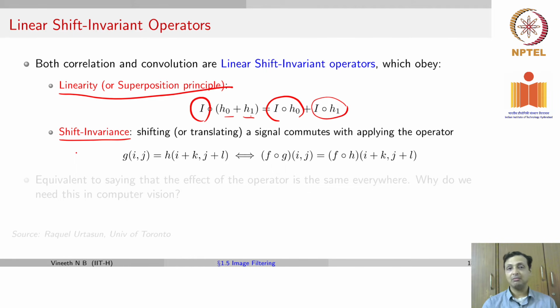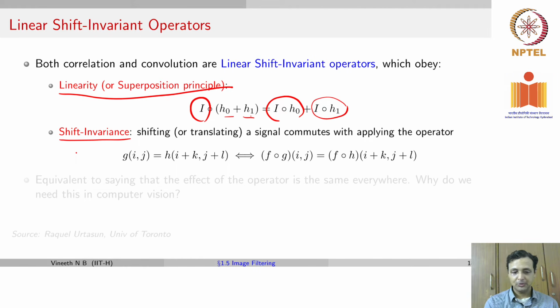The other property here is shift invariance. This is an important property, something that can account for why convolution is used to this day in deep learning and so on and so forth. It simply states that shifting or translating a signal commutes with applying an operator. I'll try to make that a bit clearer.